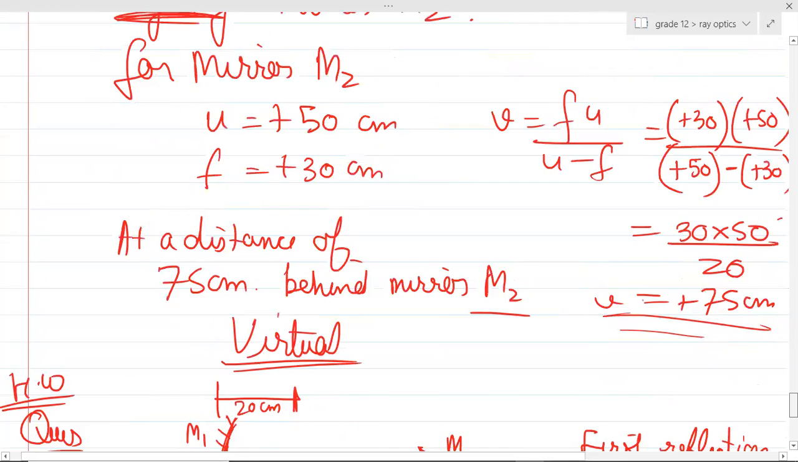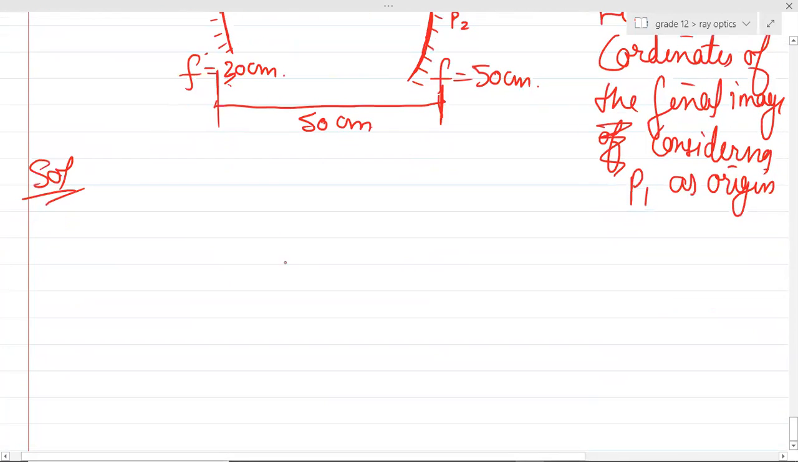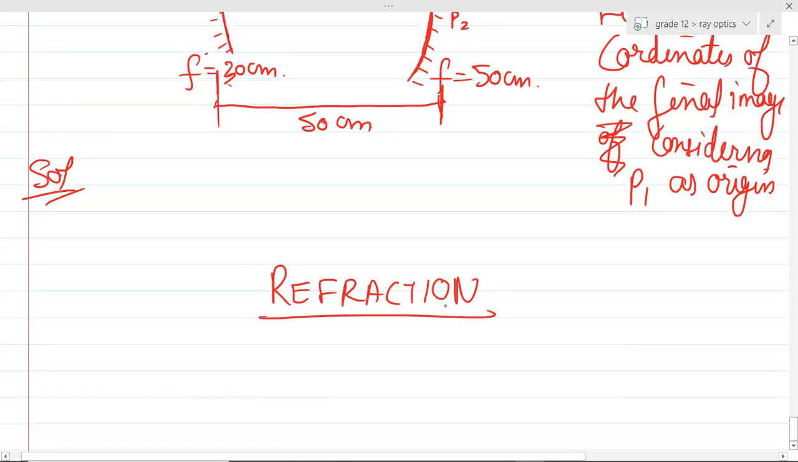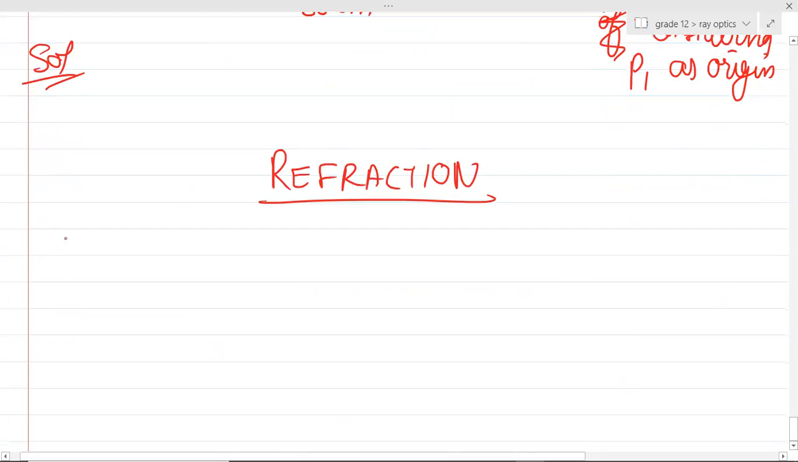Please write the next heading: refraction. Now everyone understands what a refraction of light is, right? What is refraction of light? It is the phenomenon, or basically, suppose. Do you remember this thing?